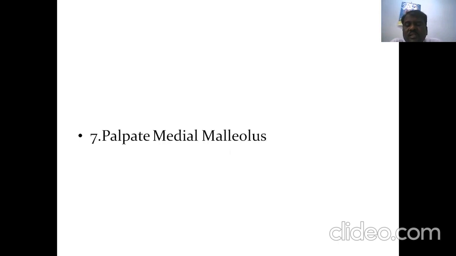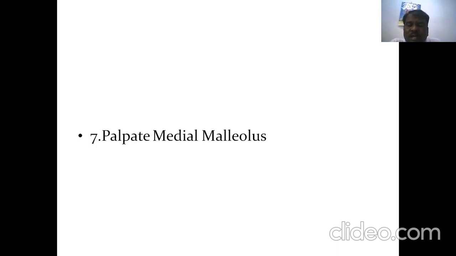Next, the seventh is palpate the medial malleolus. You know that the tibial lower end has the medial malleolus. That medial malleolus articulates with the medial side of the talus. Just below this medial malleolus, we can identify the attachment of the flexor retinaculum, which reaches below and attaches to the middle tubercle of the calcaneum.